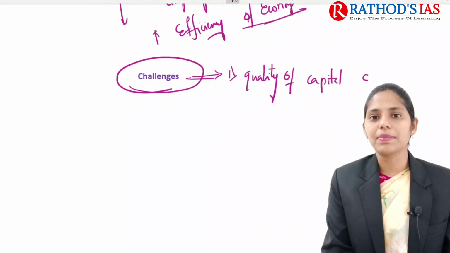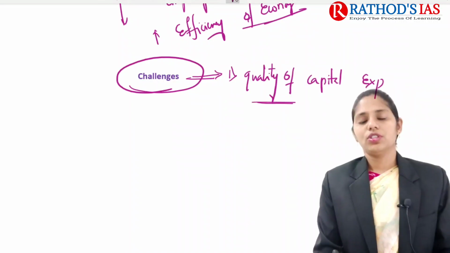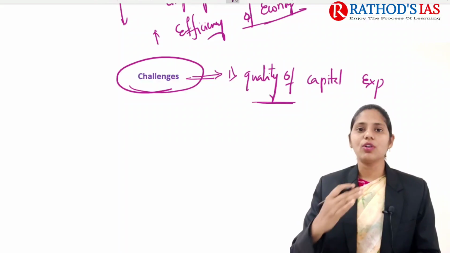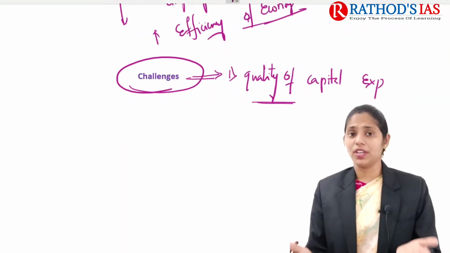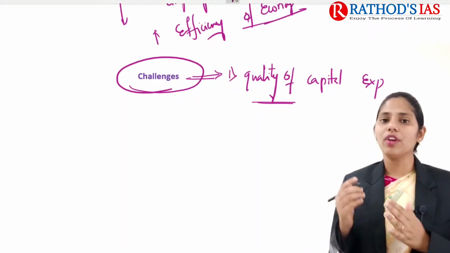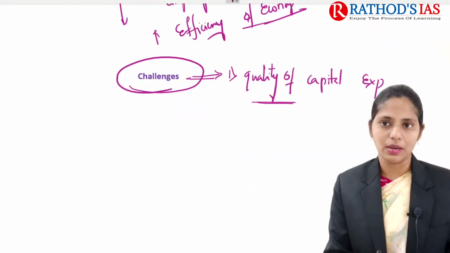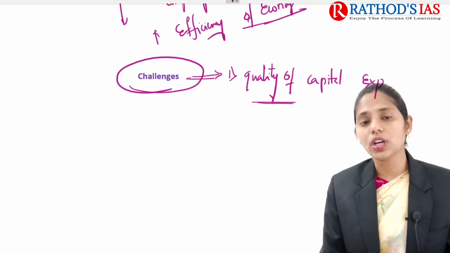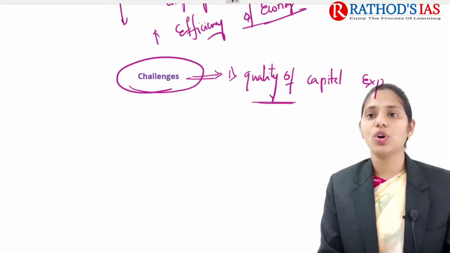quality of this capital expenditure. So we should not only focus on how much amount or how many infrastructure projects we came up with, but we need to also focus on quality. Quality of infrastructure is also very, very important. So we need to look into which type of assets we are creating.